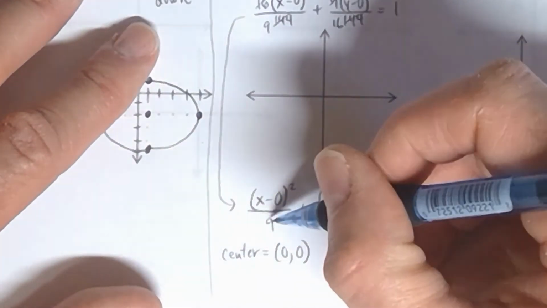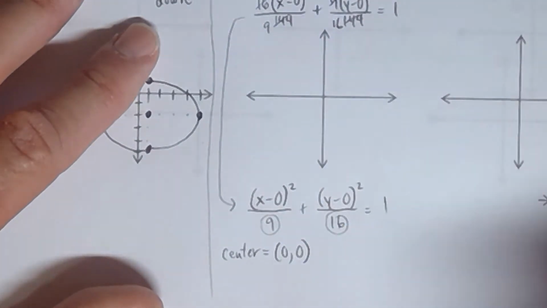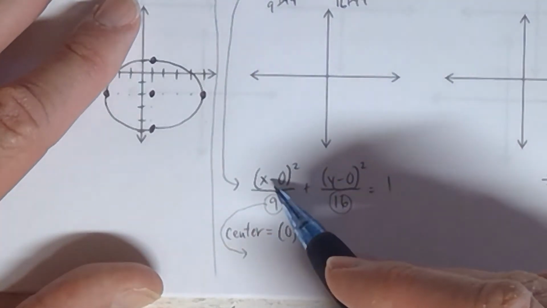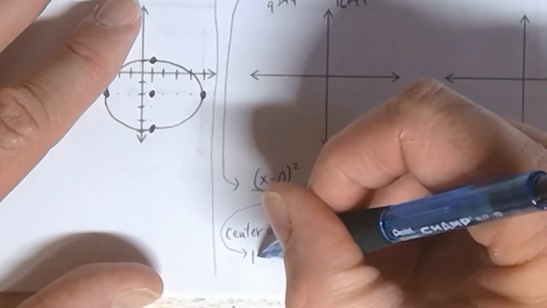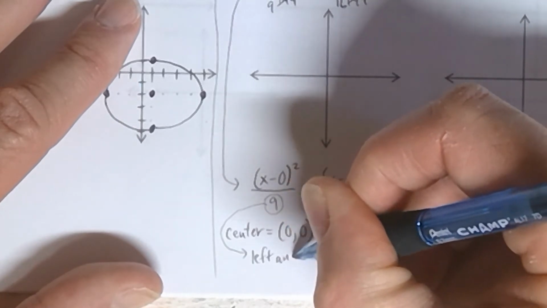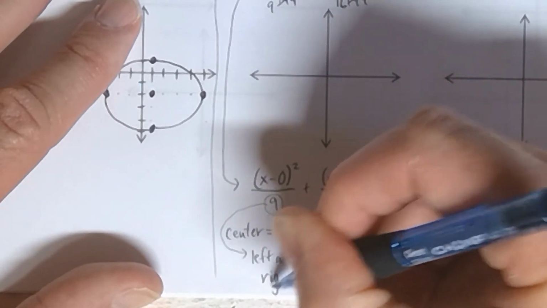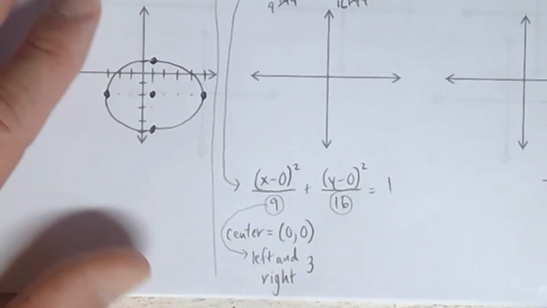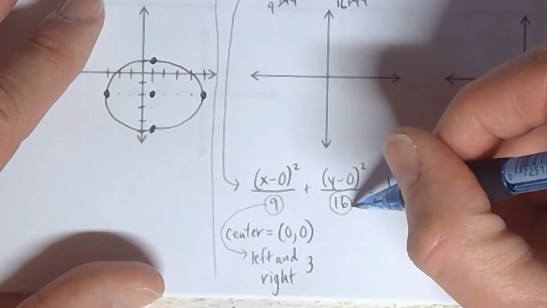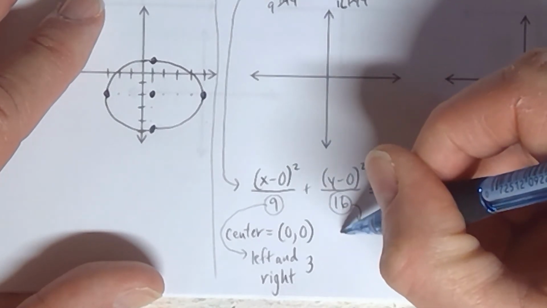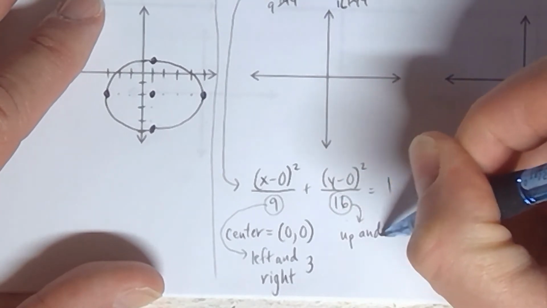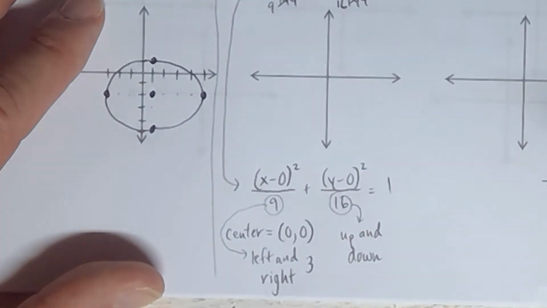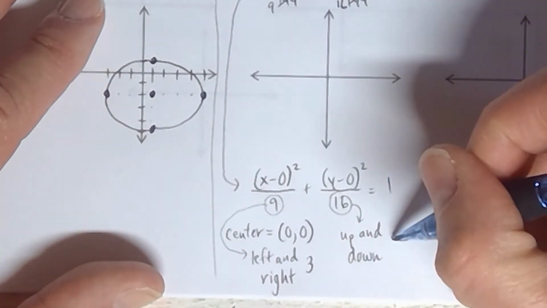But what does the 9 and the 16 mean? What is that all about? Just like in the last problem, since the 9 is with the x, that means we're going to go left and right. Why do we go left and right when it's with the x? It's because left and right is parallel to the x-axis. Since the 16 is with the y, then that means we're going to go up and down because the y-axis is up and down. So it makes sense we would go up and down if the 16 is with the y. But you don't go up and down 16, you go up and down 4.